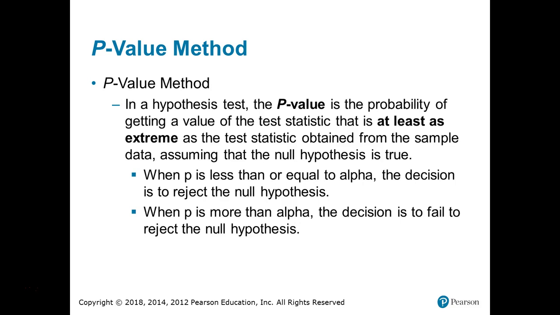We will also be doing the p-value method. In a hypothesis test, the p-value is the probability of getting a value of the test statistic that is at least as extreme as the test statistic obtained from the sample data, assuming that the null hypothesis is true. So when p is less than or equal to alpha, the decision is to reject the null hypothesis. And when p is more than alpha, the decision is to fail to reject the null hypothesis.